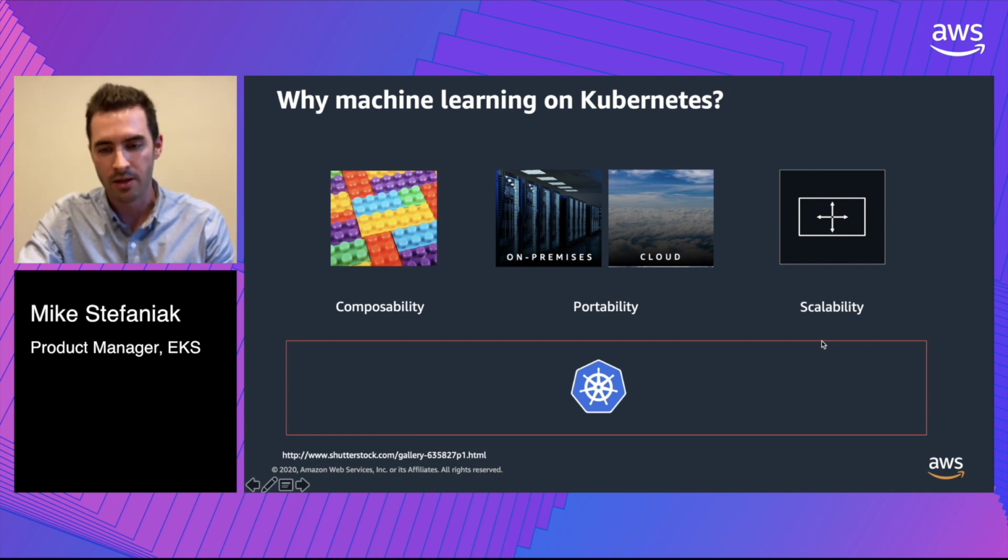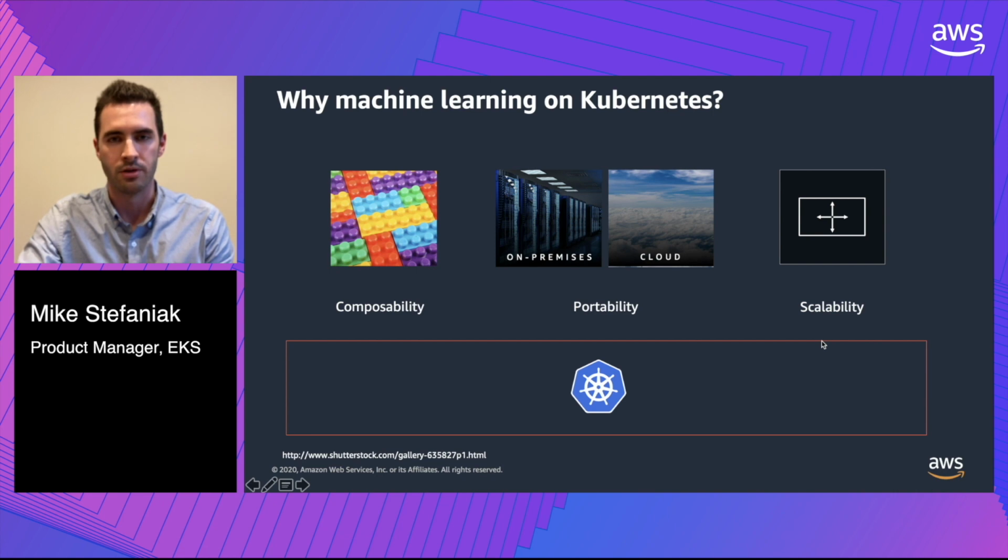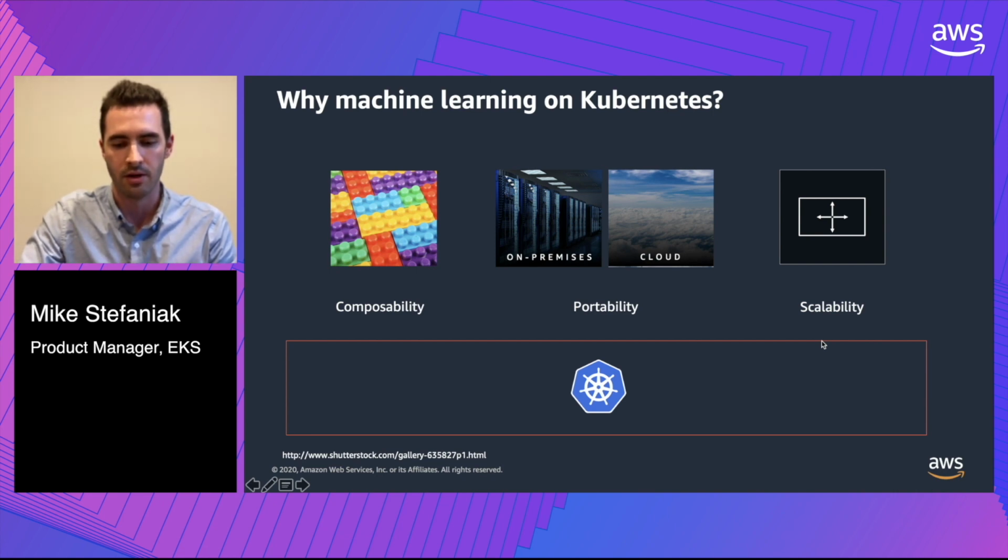And then scalability, that's really where Kubernetes and EKS excels. You can run hundreds, even thousands of worker nodes in a cluster, and you can iterate really quickly. So you might need to run a training model, tweak something, run it again, and the more worker nodes in your cluster, the faster you can iterate and train your model.